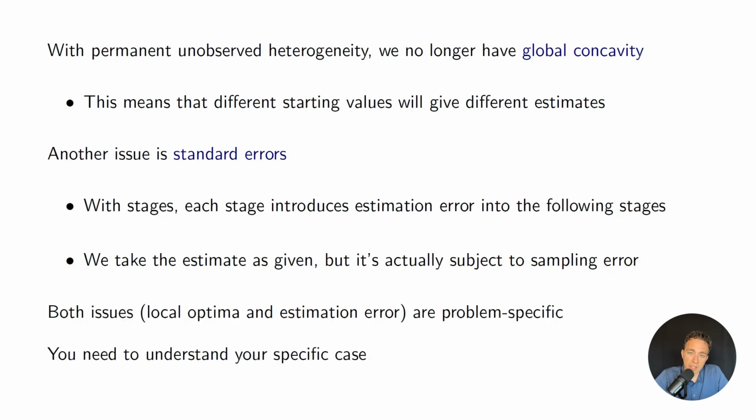And basically the extent of these problems of local optima and estimation error in the parameters and the degree of covariance between the different stages, that's all problem specific. So you need to know your specific case, but basically the way that we resolve that is to do bootstrapping for the standard errors and to try lots of different starting values to make sure we've got a good coverage of the parameter space to make sure that we've got the global optimum that we're after.